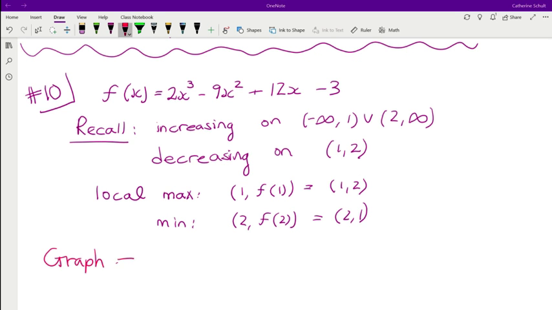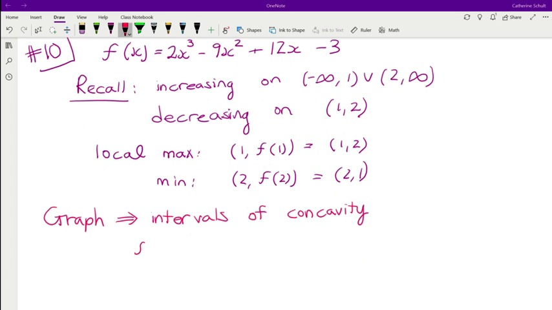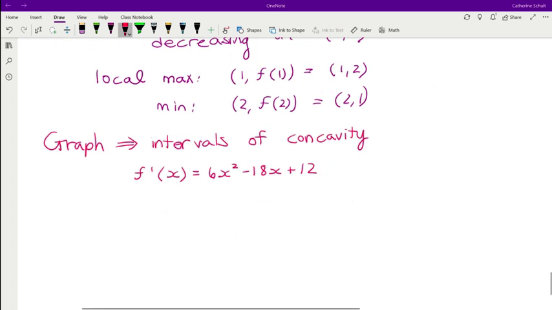The last thing we need for the graph is the intervals of concavity and those inflection points. And intervals of concavity is the double derivative. So to figure out the local mins and max, and if the function f is increasing or decreasing, we took the first derivative. That's what we did before. And now we're going to look at the intervals of concavity. So we have to go again.